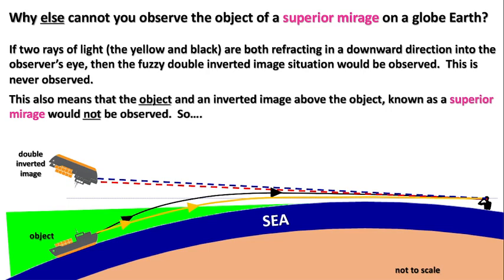If two rays of light, the yellow and black, are both refracting in a downward direction into the observer's eye, then the fuzzy double inverted image situation would be observed. This is never observed. This also means that the object and an inverted image above the object, known as a superior mirage, would not be observed.